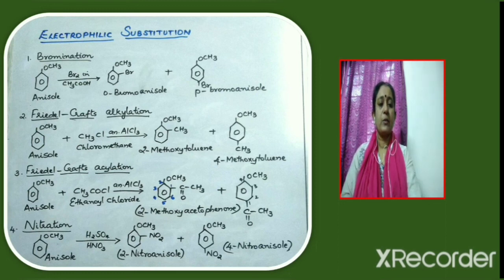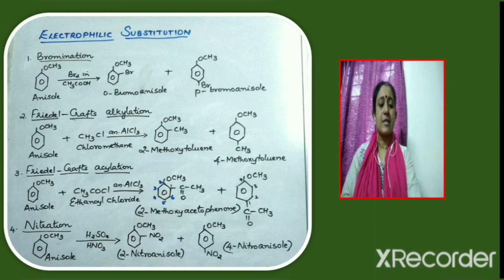Anisole, when treated with bromine in acetic acid, gives orthobromoanisole and parabromoanisole. Consider the next reaction, that is Friedel-Crafts alkylation. To carry out alkylation, anisole should be treated with an alkyl halide. Let the alkyl halide taken be chloromethane. When anisole reacts with chloromethane in the presence of anhydrous aluminium chloride, the products obtained are 2-methoxytoluene and 4-methoxytoluene.